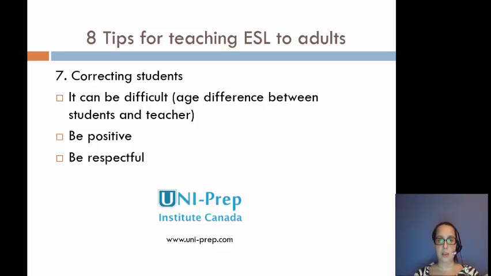Correcting adult students is always a very difficult task, especially when there's an age difference between the teacher and the students. If the teacher is younger than the adult students, it can be difficult for the student to be corrected by the teacher, but it can also be difficult for the teacher to correct the student. So in order to do this properly, when you're making corrections, you should be positive. Don't only point out the negative, but also point out what they've done properly when they've spoken or when they've written something. And remember to be respectful. There's no point in being rude about making corrections. The students are there to learn from you, so you should always be respectful when you're correcting.